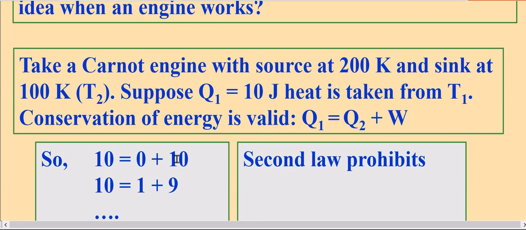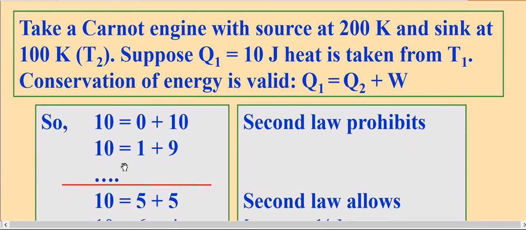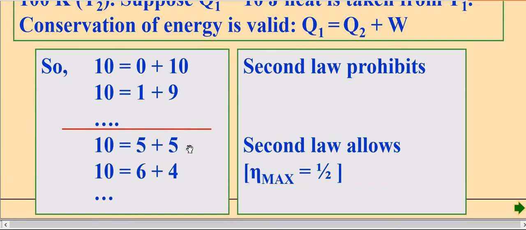But here you see, the 10 joule is converted into work. You have taken 10 joules from the high temperature reservoir, and all of it is converted. This actually goes against the second law. This is the Kelvin-Planck statement. But 1 plus 9 also goes against it, because you cannot have a more efficient engine. So up to this point, every identity loses significance. Energy conservation is valid everywhere. The first law allows all these things, but the second law starts allowing things from here, where this is 5 plus 5, so 5 is the maximum amount of work, 5 joule.